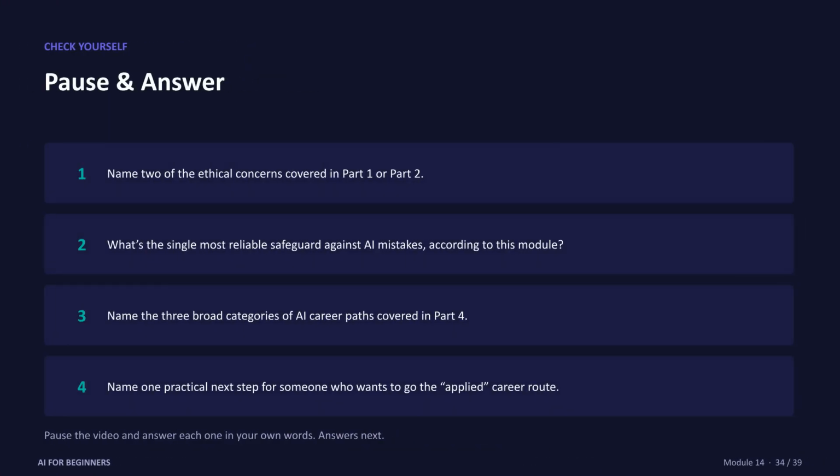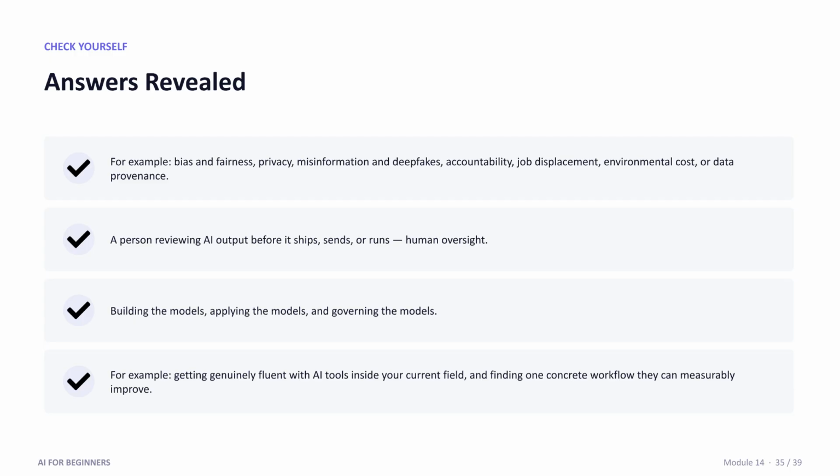It is time to pause and check your understanding. Consider these 4 questions regarding ethical concerns, safeguards, career paths, and practical steps. Take a moment to answer them in your own words before we reveal the answers. Here are the answers to the questions. We covered various ethical risks, identified human oversight as the primary safeguard for AI mistakes, summarized the 3 main career paths as building, applying, or governing, and noted that specialized fluency in your current industry is a great first step.